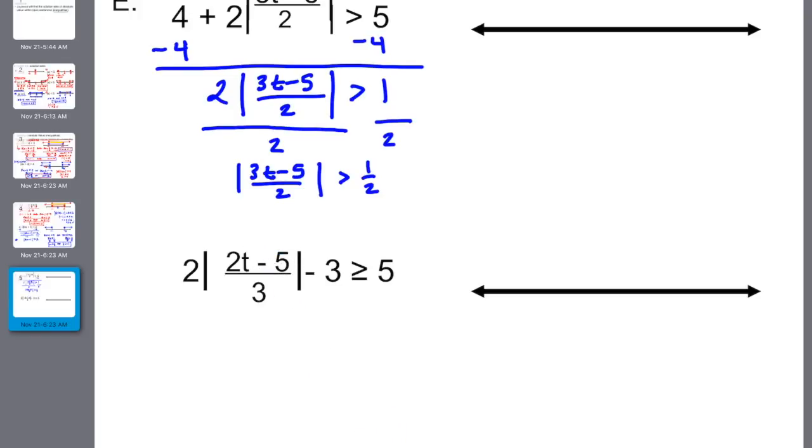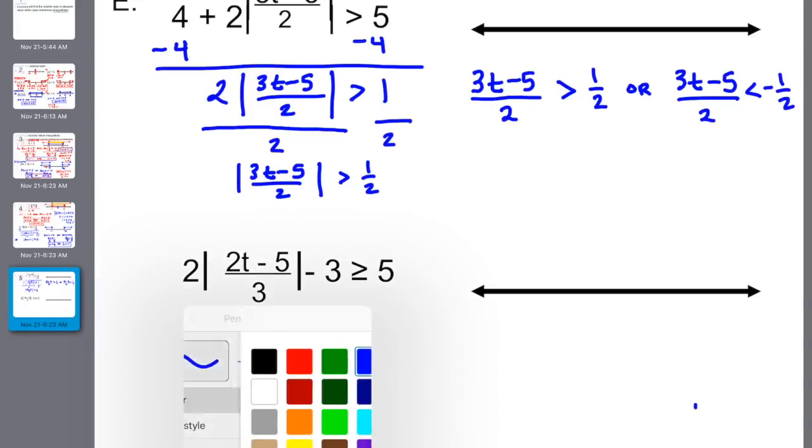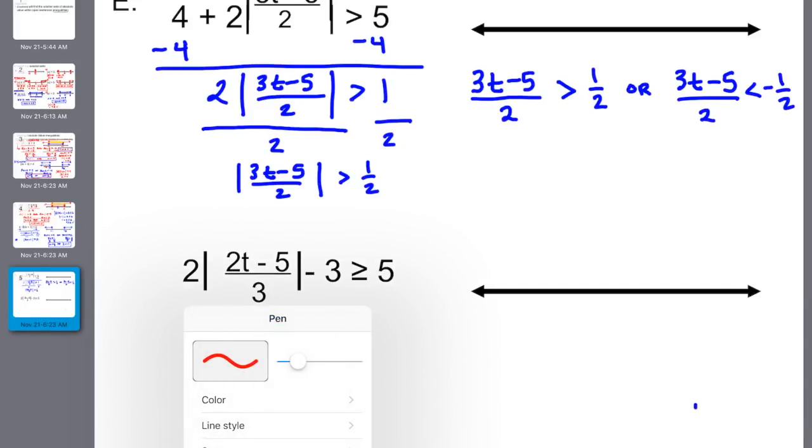Because this is greater than, we're talking about a disjunction, so we're going to break it apart. We have 3t minus 5 over 2 is greater than 1/2, or 3t minus 5 over 2 is less than -1/2. If we multiply both sides by 2, you see we get rid of our fractions there, right? The first one, just to make sure that nobody gets lost.